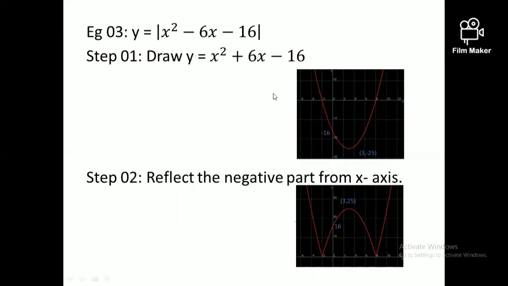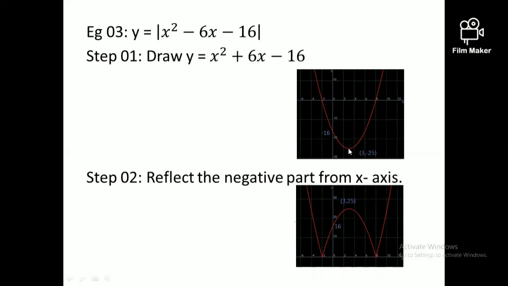In this example, we have to draw y equals x squared minus 6x minus 16, the whole modulus graph. Initially, we have to draw the x squared minus 6x minus 16 graph. If you factorize it, you get the factors x minus 8 and x plus 2. Therefore, the intersections with the x-axis become plus 8 and minus 2. The intersection with the y-axis, if you make the x coordinate 0, is minus 16.